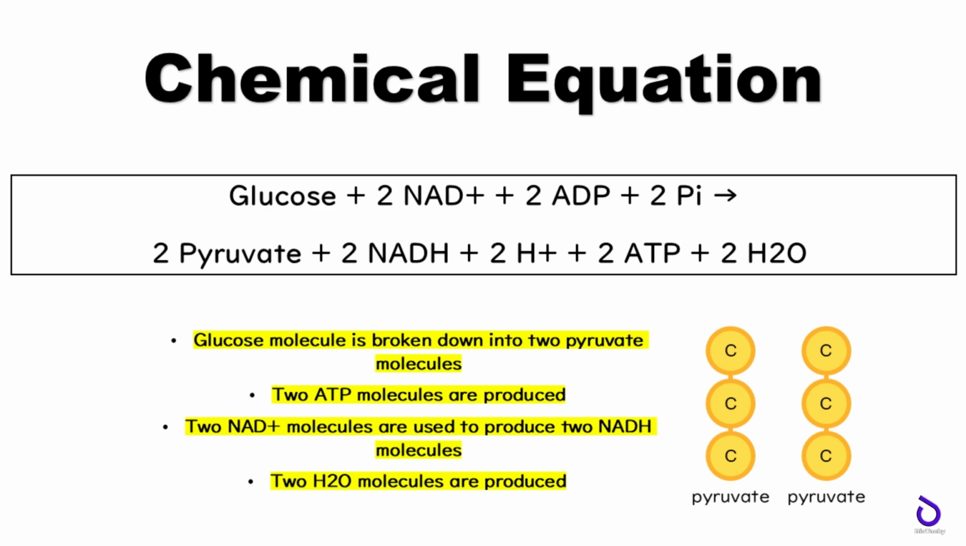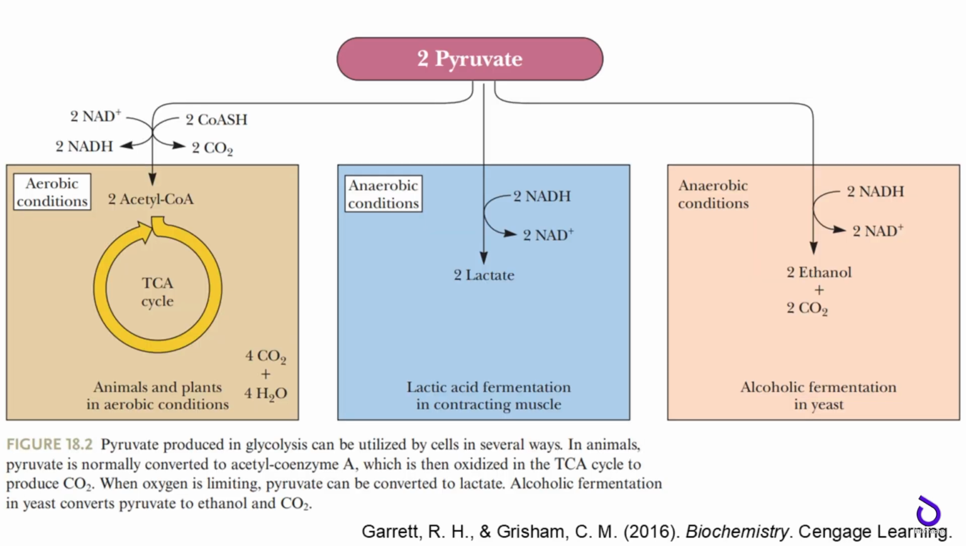Glucose molecule is broken down into 2 pyruvate molecules. 2 ATP molecules are produced. 2 NAD+ molecules are used to produce 2 NADH molecules, and 2 H2O molecules are produced. In aerobic conditions, pyruvate is oxidized, and acetyl coenzyme A is formed.